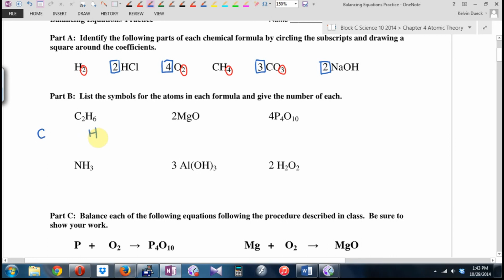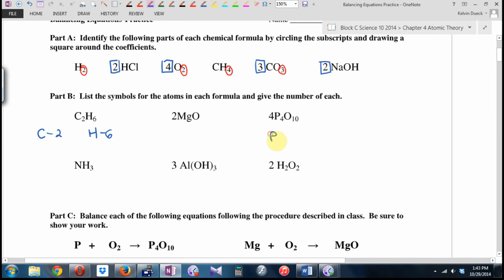C is which element? Carbon. How many carbons are there in this particular molecule? So I'm going to go C-2, H-6. I'm going to let you try the second one on your own. Let's do the third one together.